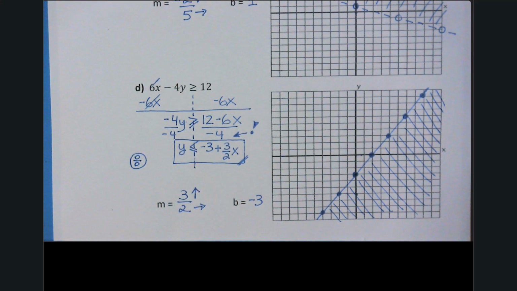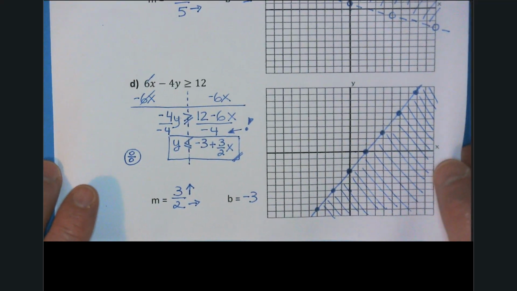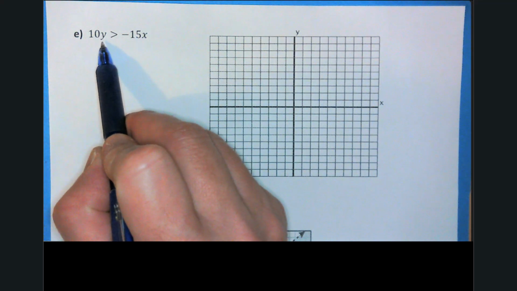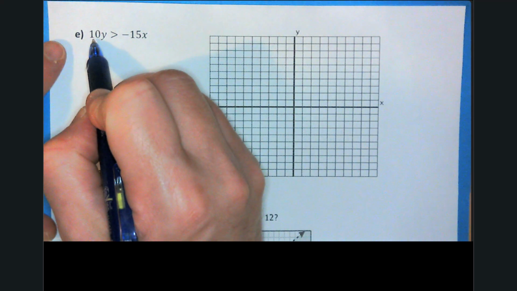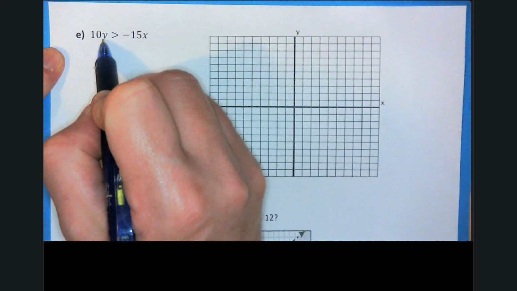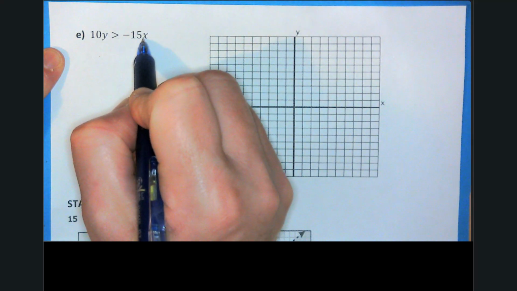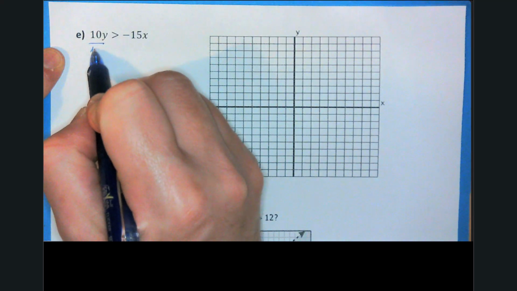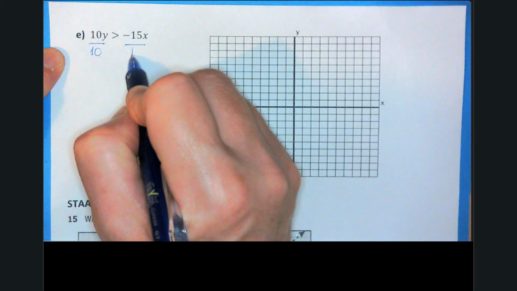Very good. Let's go on to the next page. Here we are on the next page. And here we have an inequality where the y is not alone. What we have is 10y greater than negative 15x. To get the y alone, I'm going to divide by 10 on both sides.